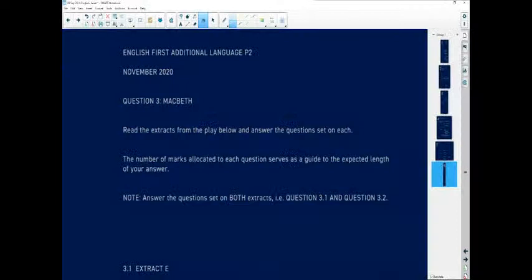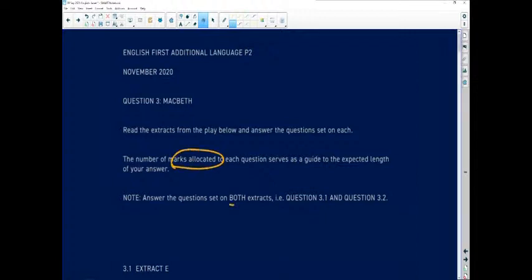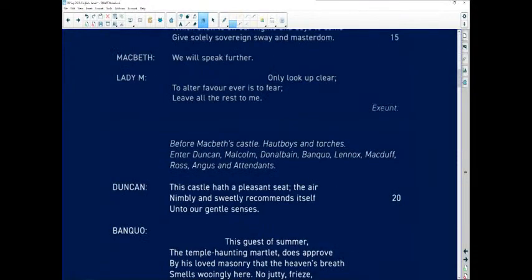And I've chosen the November 2020 question on Macbeth. So if you are doing drama, you have a choice of 2 dramas, and this is Macbeth. You will read extracts, you will watch the mark allocation, and be very careful. Some students think you can choose either this one or this one. You've got to do both questions, both extracts.